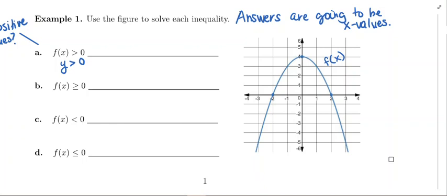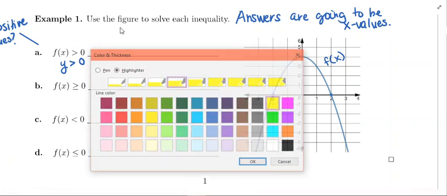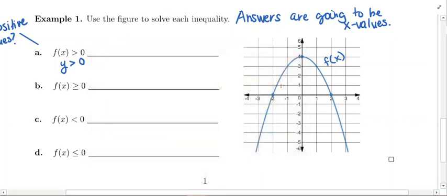I am going to highlight in yellow where there are positive y values. Positive y values occur above the x-axis. So I'm going to highlight the portion of the parabola above the x-axis. That's what's corresponding to this particular inequality, the portion of the parabola above the x-axis.